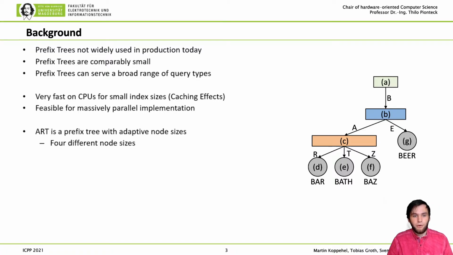And if we now want to run a query for the key bar, then we start at the root node, then we traverse the edge with the key B. We are at the first level, then we traverse the edge with the key A. We are at the second level, go to the edge with the key T, and then we are at the leaf and have found our value.